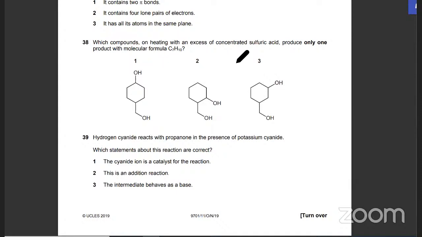Meaning, the 1, 2, 3 pattern is over now. You'll only have A, B, C, D. Okay, so remember that you'll only have A, B, C, D. 1, 2, 3 is no longer there.